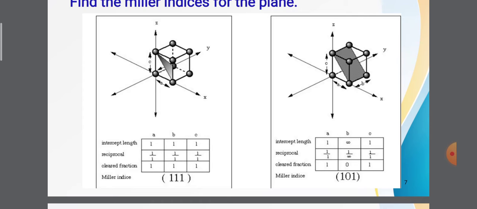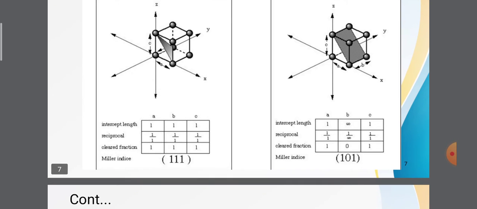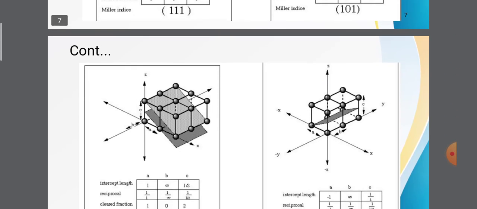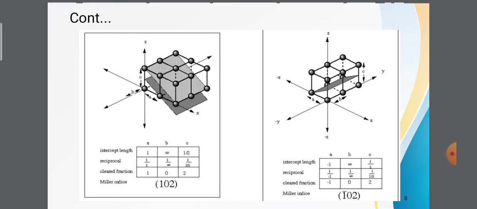The second example, the intercept on the x-axis is 1, the y-axis is infinity, the z-axis is 1. Taking the reciprocal and clearing the fractions, we get 1, 0, 1. And a third example, here the intercepts are x-axis 1, y-axis infinity and z-axis 1/2. Taking the reciprocal and clearing the fractions, we get 1, 0, 2. So in this example, the Miller integers are 1, 0, 2.